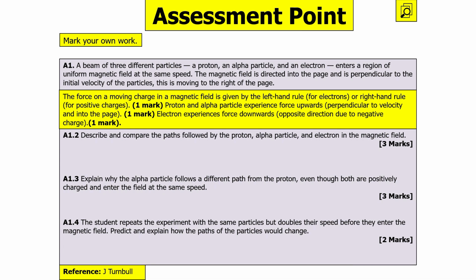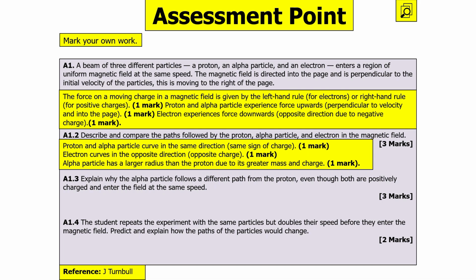Firstly, the force on a moving charge in a magnetic field is given by the left-hand rule. So now the proton and the alpha particle experience a force upwards and the electron experiences a force downwards. Now the proton and alpha particle will curve in the same direction as they have the same sign of charge. The electrons curve in the opposite direction as they're negatively charged.